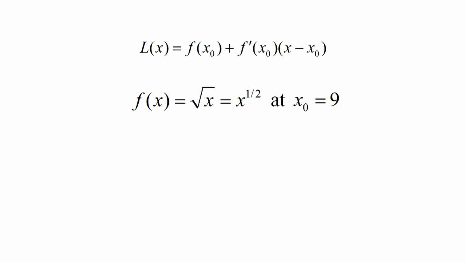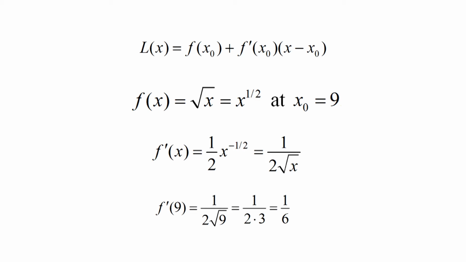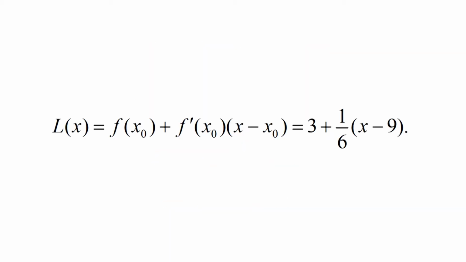We have f of 9 is equal to square root of 9, which is equal to 3, and also with f prime of x is equal to 1 by 2 times x to the power minus half, which is equal to 1 by 2 root x. We have f prime of 9 is equal to 1 by 2 root 9, which is equal to 1 by 2 times 3, which is equal to 1 by 6, and the linearization is L of x, which is equal to f of x naught plus f prime of x naught times x minus x naught, which is equal to 3 plus 1 by 6 times x minus 9.